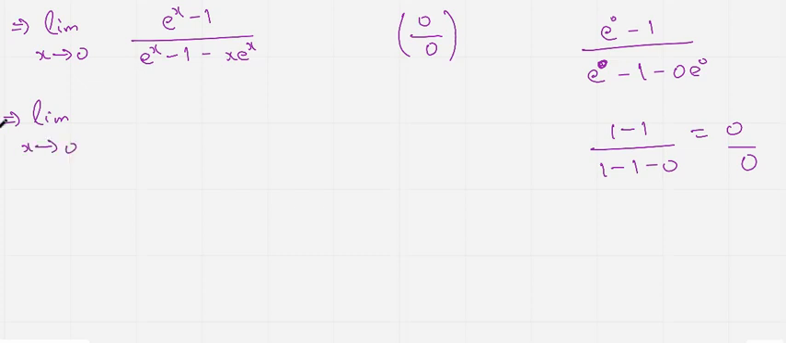We have to keep on repeating this L'Hospital strategy till we get a unique answer once we apply the limit. So now the derivative of e to the x is e to the x itself, the derivative of 1 is 0, the derivative of e to the x is e to the x itself, the derivative of 1 is 0, and then over here we are going to differentiate with the product rule. So it is giving me e to the x minus x times e to the x. Yeah, so that's what we are having.